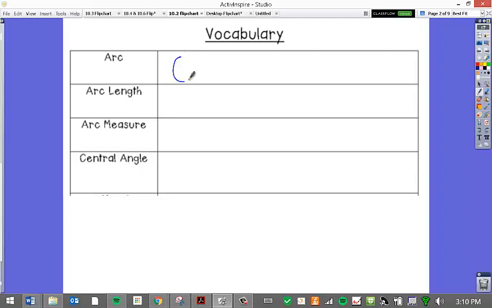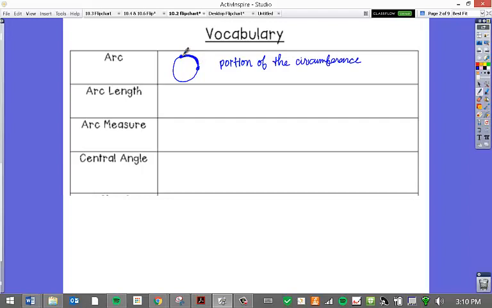So if you think about your circle, you pick 2 points on your circle. The arc is like a portion of the circumference. An arc is, if you pick 2 points on the circle, all of the points that connect those two. Portion of your circumference. And it's the set of all the points in between 2 points on your circle.